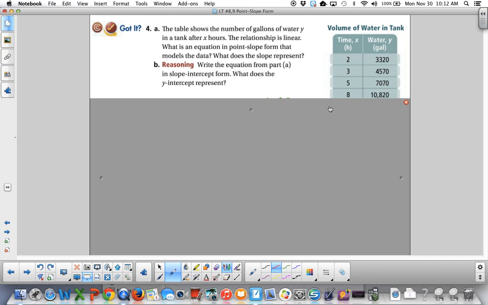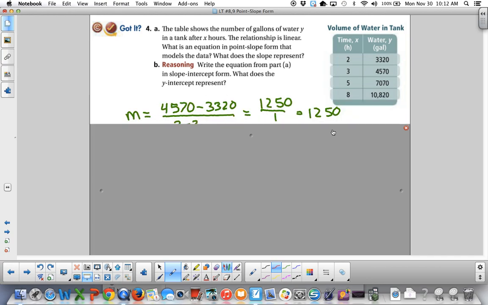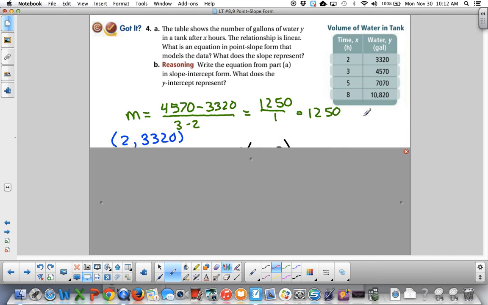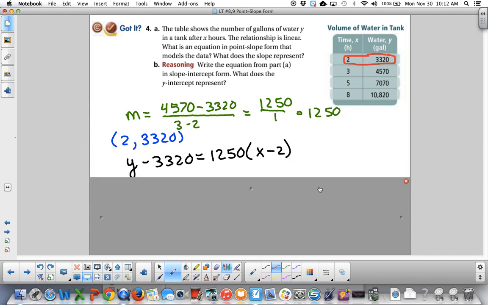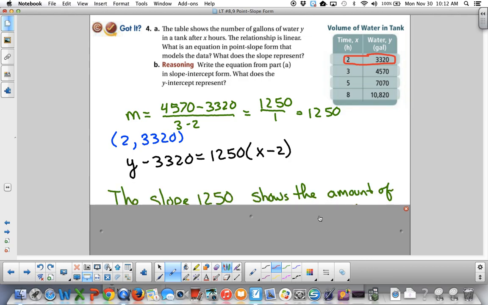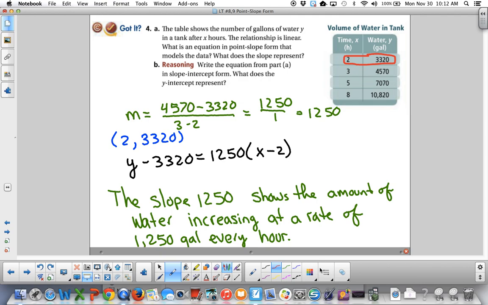Okay, volume of water in a tank. First thing you do is find the slope, which is 1,250. Then extract one of the points, I chose the first one to use, and put it in point-slope form. y minus 3,320 equals 1,250 times x minus 2. And then it asks for what the slope means. The slope of 1,250 shows the amount of water increasing at a rate of 1,250 gallons every hour. And that is how we use point-slope form.